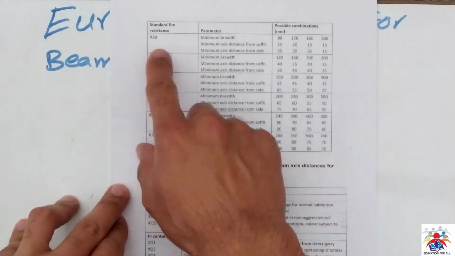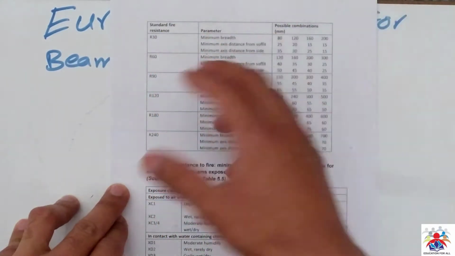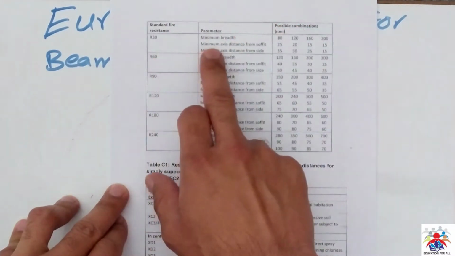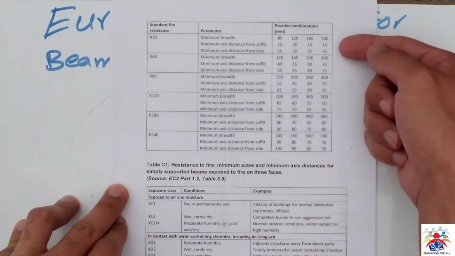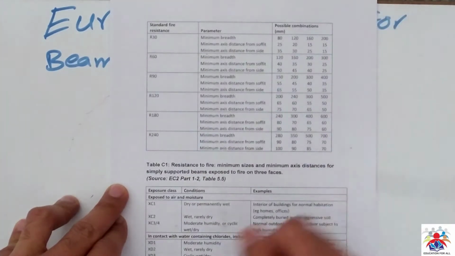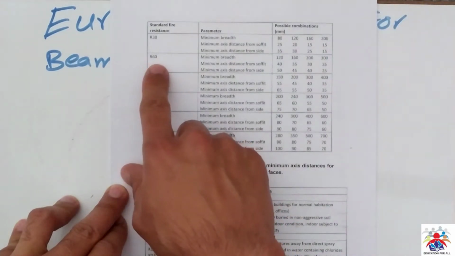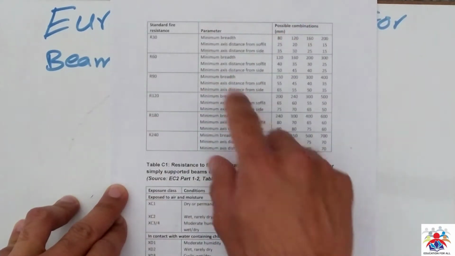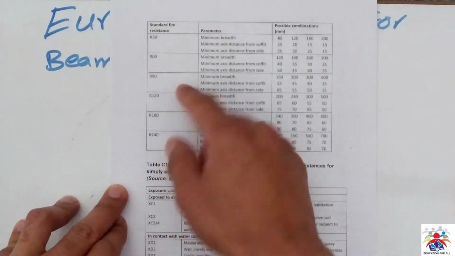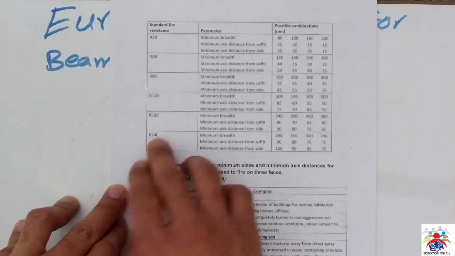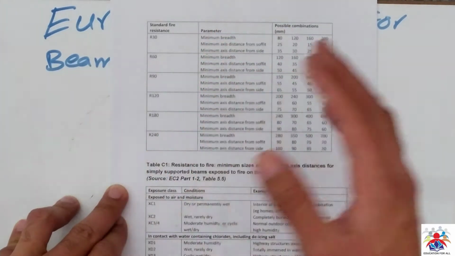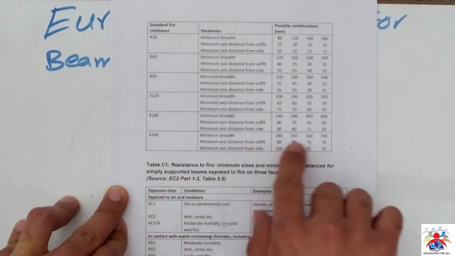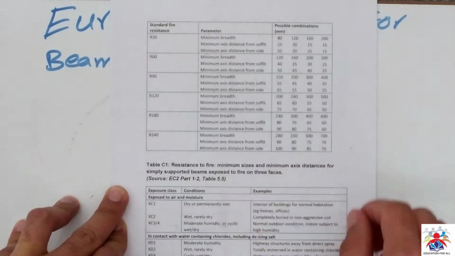If you are going to use R30, meaning half an hour fire resistance, then your beam has to have these dimensions, for example. If you are going to use your concrete or your beam for 30-minute fire resistance, then you have to use this column, and so on. You have up to 240 minutes resistance against fire for your structural member. So you have to use these dimensions for the beam.